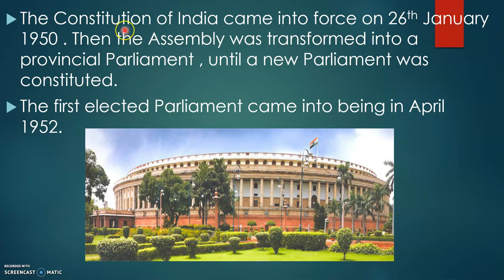The Constitution of India came into force on 26 January 1950. Then the assembly was transformed into a provisional parliament until a new parliament was constituted. The first elected parliament came into being in April 1952.